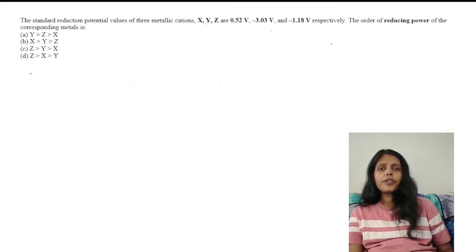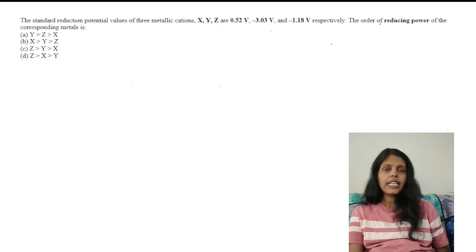आज हम सॉल्व करेंगे इलेक्ट्रोकेमिस्ट्री का वन ऑफ द मोस्ट इंपॉर्टेंट क्वेश्चन फ्रॉम द JEE एंड NEET पॉइंट ऑफ व्यू, और क्वेश्चन में given is the standard reduction potential values of three metals X, Y and Z are given to us, and we have to find out the order of reducing power of these corresponding metal ions.